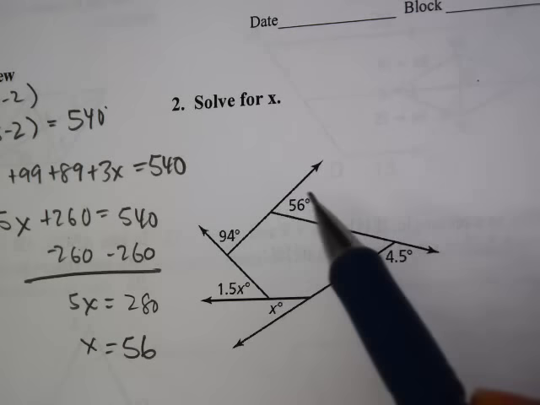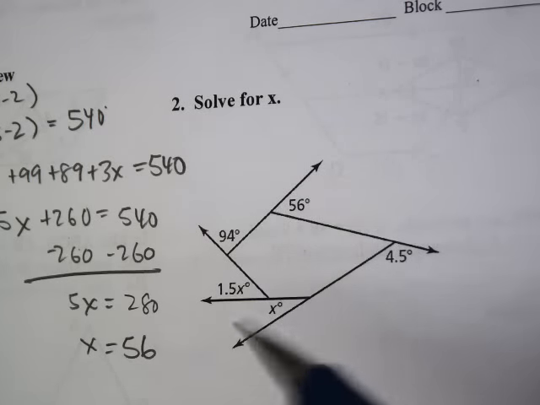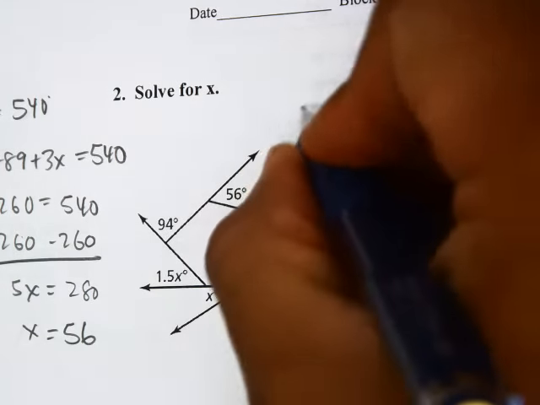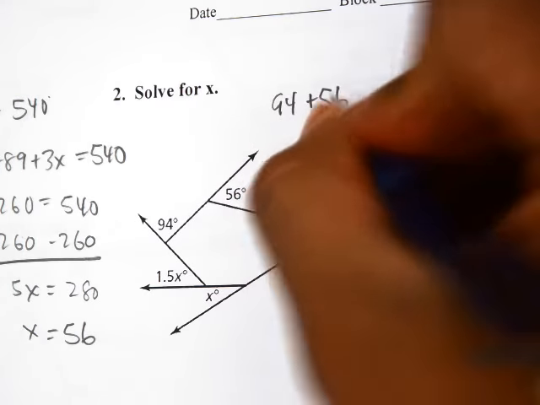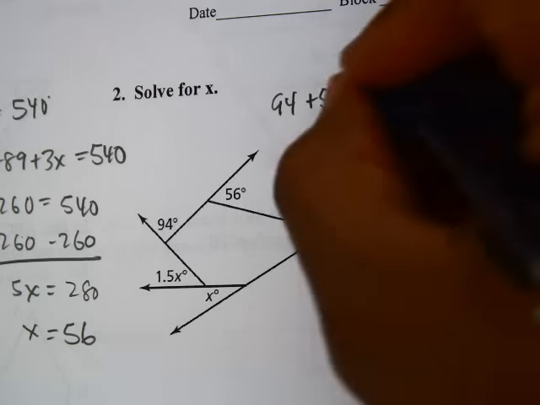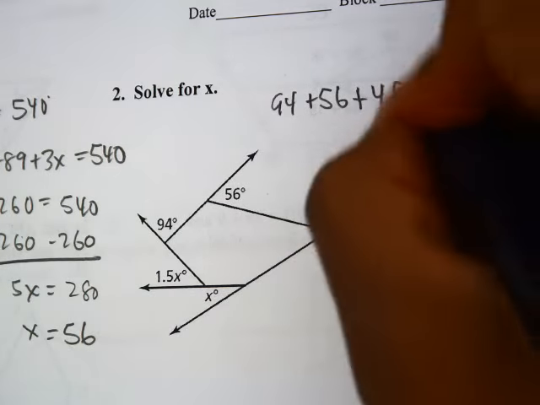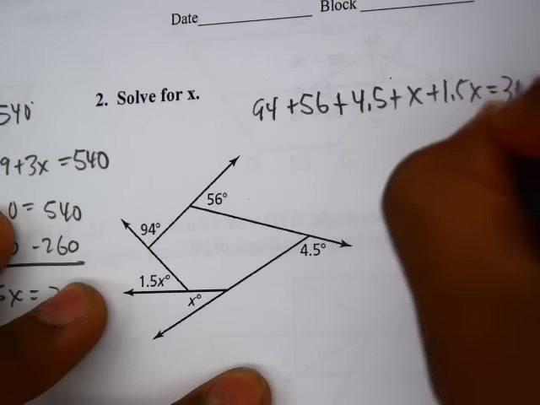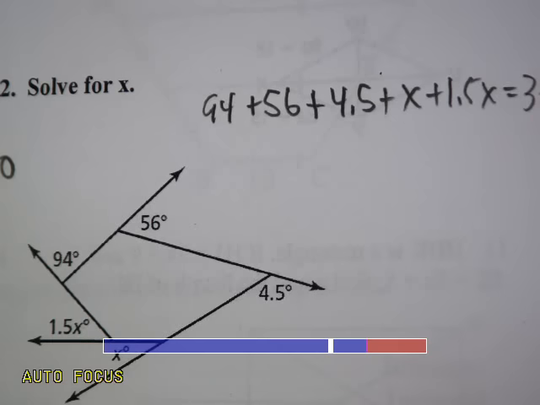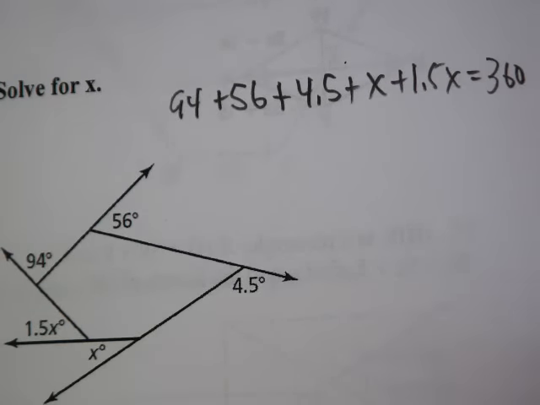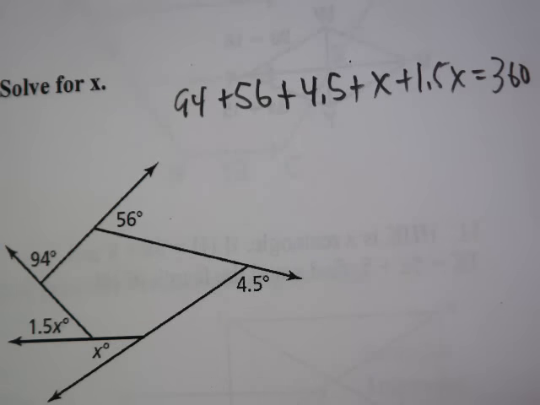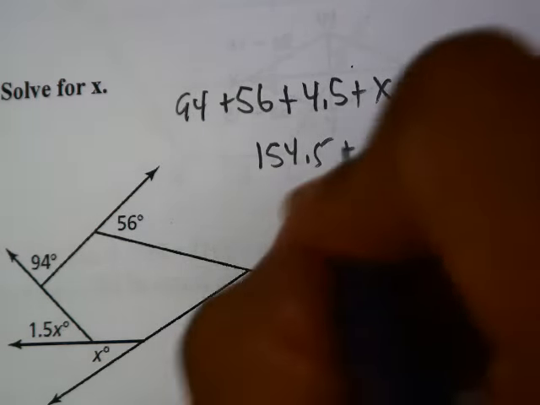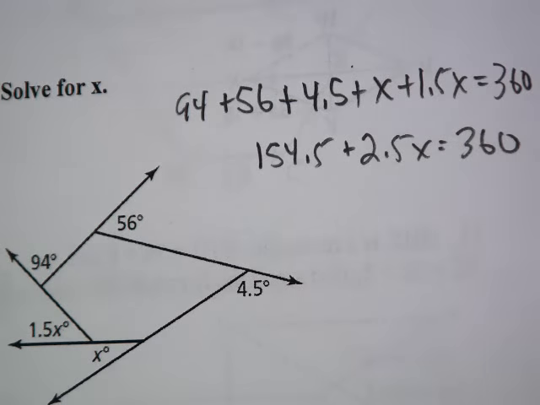Number 2, these are all exterior angles. You can see because they're on the outside of the shape. And so all exterior angles of any polygon should add up to 360 degrees. So 94, 56, this clearly doesn't look like 4.5 degrees, but we'll just take it, plus x plus the 1.5x. All that should equal 360. So anytime we use exterior angles, angles on the outside of a shape, it's 360 degrees no matter what shape it is. So 94 plus 56 plus 4.5 is 154.5, x and 1.5x is 2.5x equals 360.